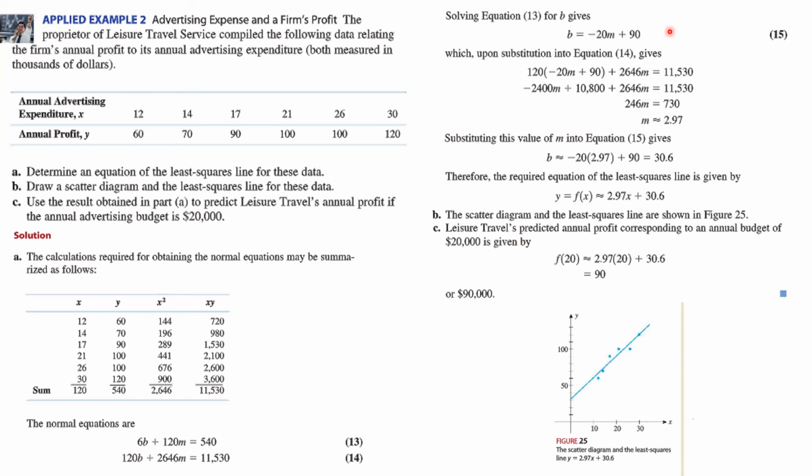Again, we solve by substitution. And we'll get that m is, and here we're rounding off a little bit, m is approximately 2.97. And b is going to be approximately equal to, this is approximately because the other number was approximate, 30.6. So that means this is the line of best fit here. 2.97x plus 30.6. And if we wanted to estimate the profit corresponding to an annual budget of 20,000, we will put 20,000 in there, and we will get 90,000 as that data point.